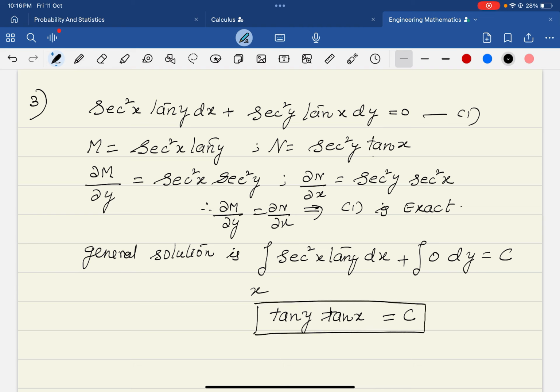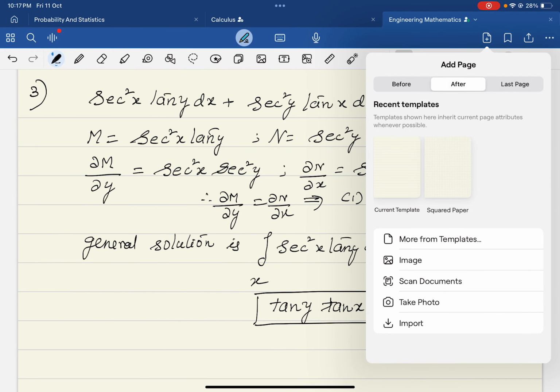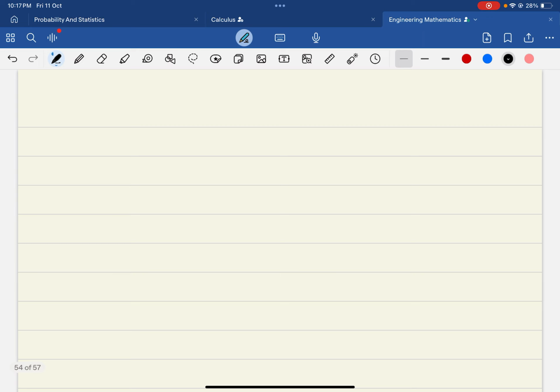That's it. So simple. They are for the scoring purpose. So please concentrate and practice properly to solve this type of exact differential equations.